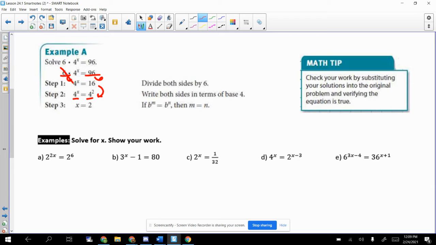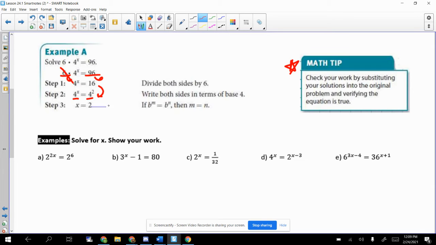Okay, so if they already have the same base, you just need to take the exponents and set them equal to each other. If they do not have the same base, you need to make them the same base. And if they are not isolated, you need to do that as well. Also, this little math tip here says that you can check your work by substituting your solution into the original problem and verifying that it's true.